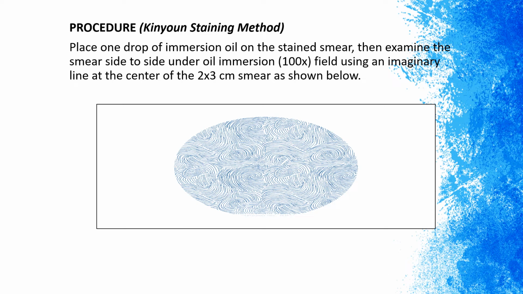So how do we read our slide? Place 1 drop of immersion oil on the stained smear, then examine the smear from side to side under the oil immersion field, using an imaginary line at the center of the 2 by 3 centimeter smear as shown below. So this is where we read our slide, at the center.